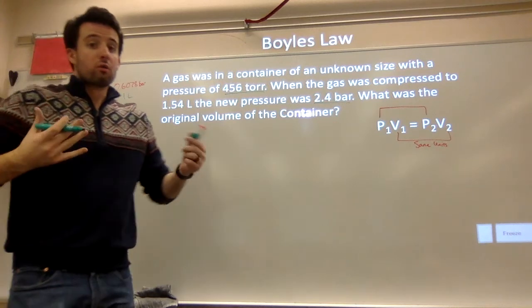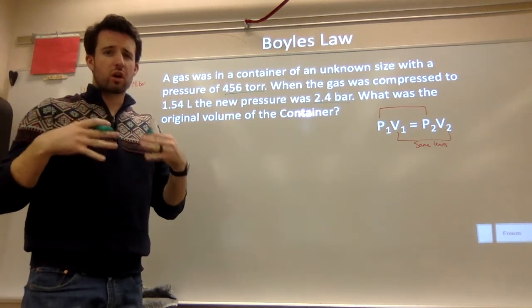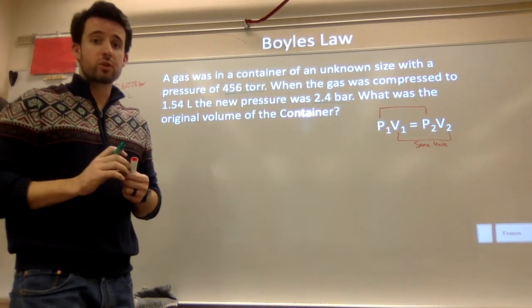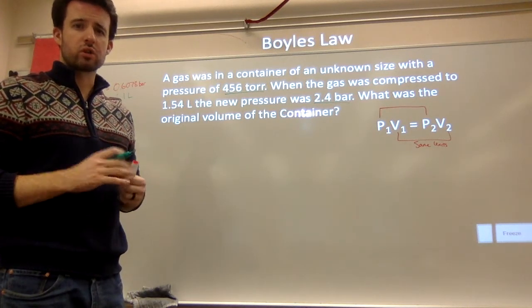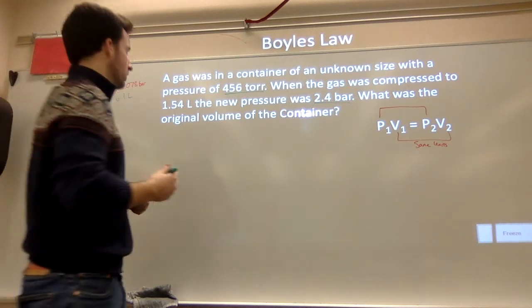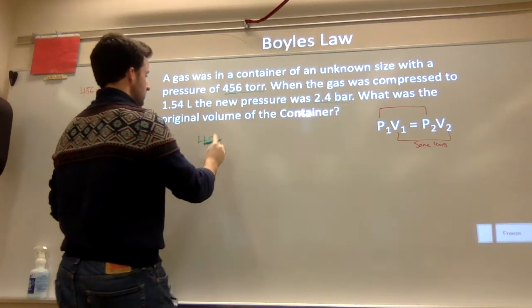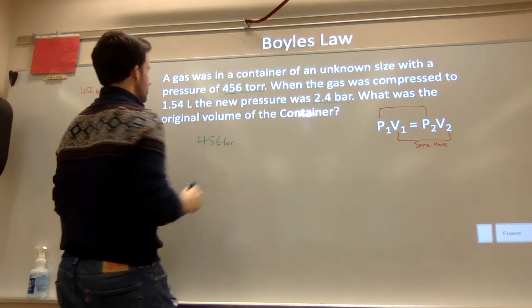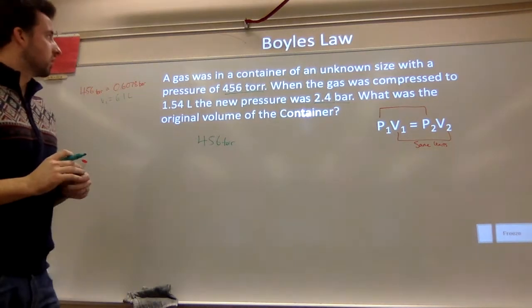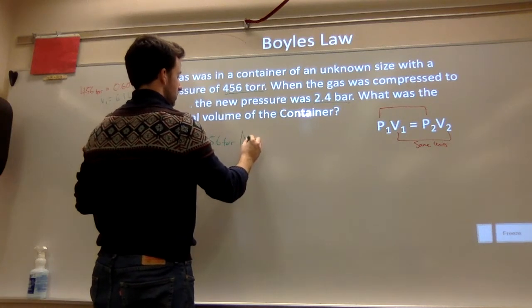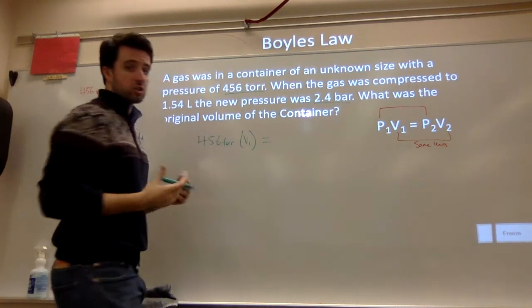So first thing we're going to do is plug stuff into the equation. Where does everything go? Let's do that first, then we'll take care of the pressures. Sound good? Great. So I'm starting with 456 torr because that is my starting pressure. Now the problem says that it was a container of unknown size, so V1 is something we don't know.